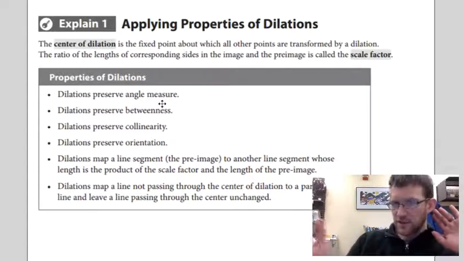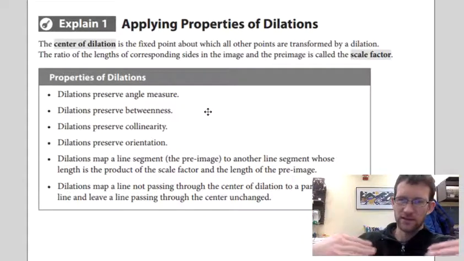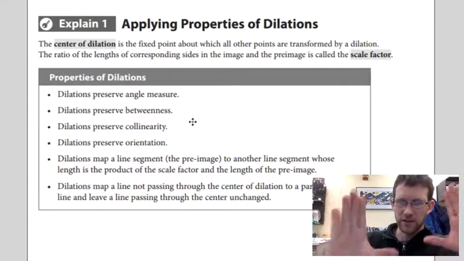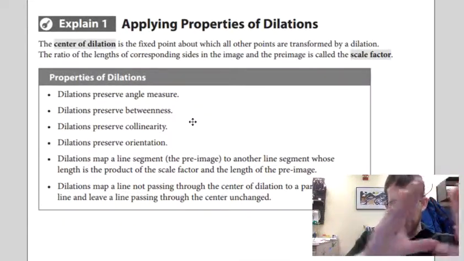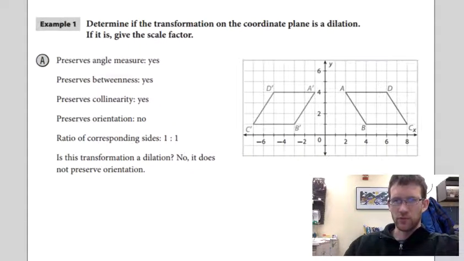Some properties of dilations: they preserve angle measurements. We talked about that. They preserve betweenness. So basically, if one point is between two other points, it will still be the same after a dilation. Collinearity, same deal. They're all on the same line. If things are oriented a certain way, so if an arrow shape is pointing up, it'll still be pointing up after a dilation. And those are the important ones.